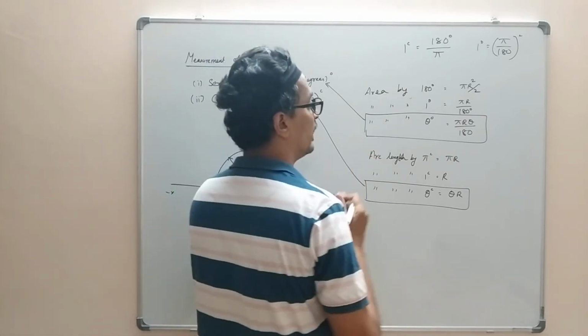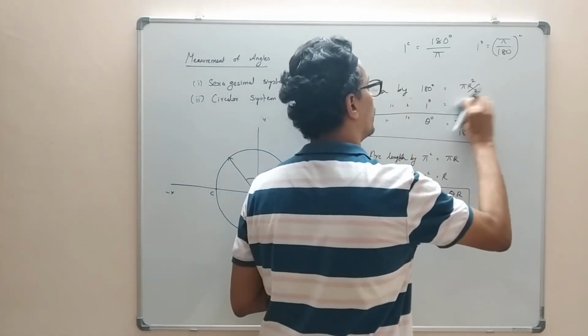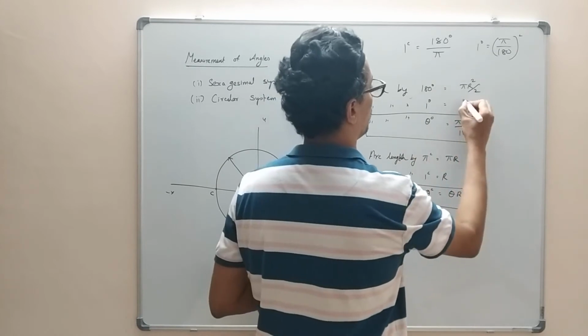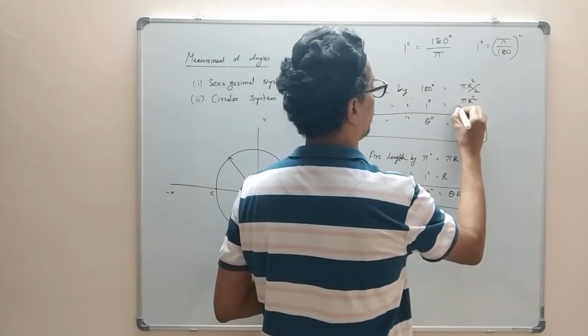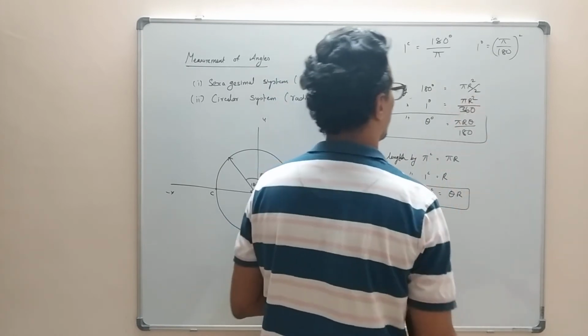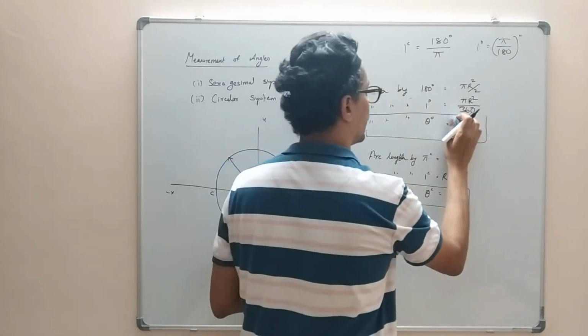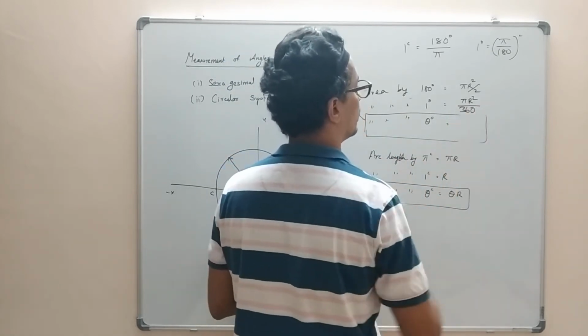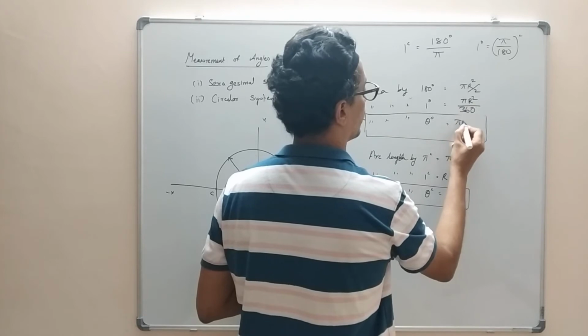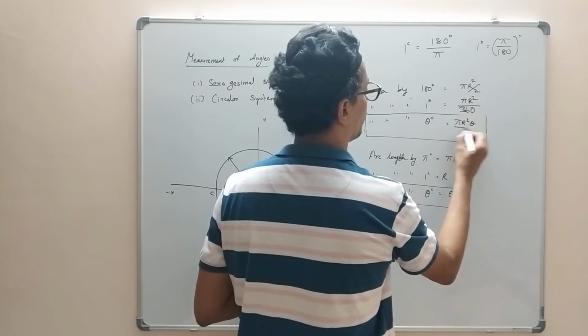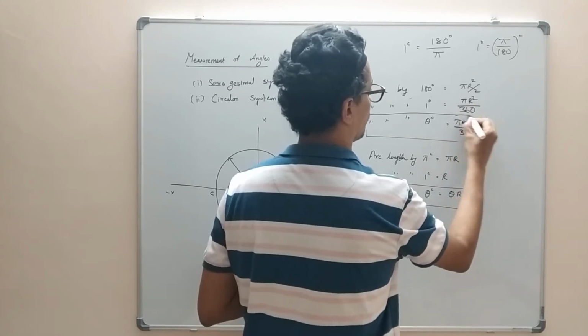Therefore 1 degree will be equal to how much? Pi r square divided by 360. Therefore for theta degree it will be equal to how much? Pi r square theta divided by 360. So this is the expression.